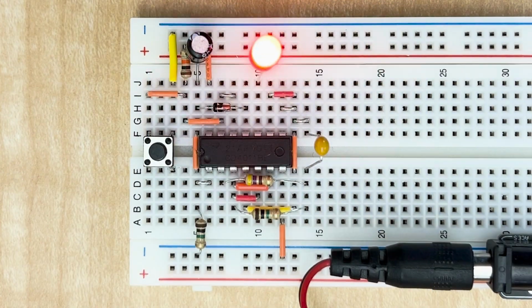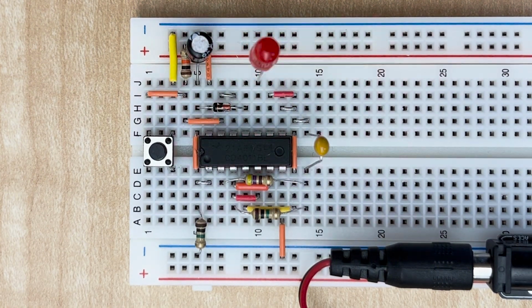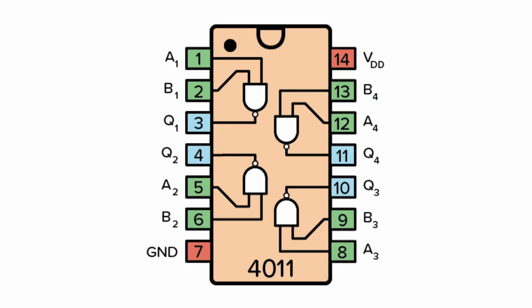Next, the system transitions into the NAND gate oscillator using the 4011 chip. It is responsible for generating a clock signal, which is essential for counting. The clock signal consists of pulses characterized by both duration and frequency, serving as the rhythmic heartbeat of the circuit.